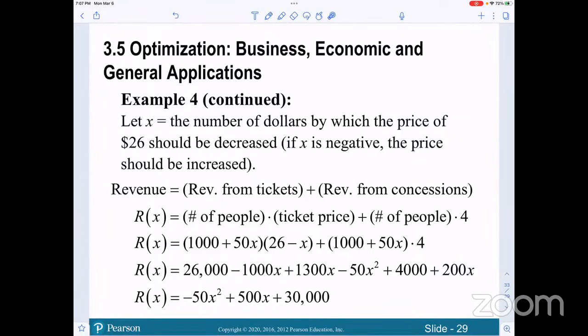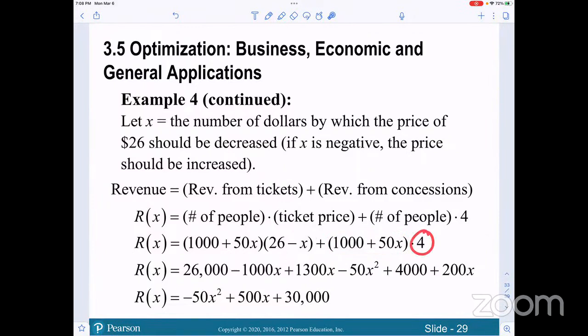So here, this is what we were talking about. For the number of people, we capture that you have your average of 1,000 plus 50 times each dollar decrease in the price of the ticket. So this is going to be the total number of people. This is going to be the price of the ticket, $26 minus X, where X could be 1 or 2 or 3, whatever we're decreasing it by. And from the concessions, you still have the same expression for your number of people, but each person spends an average of $4, so we just say times 4.